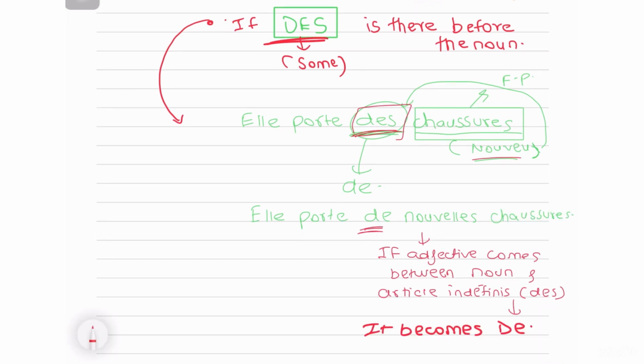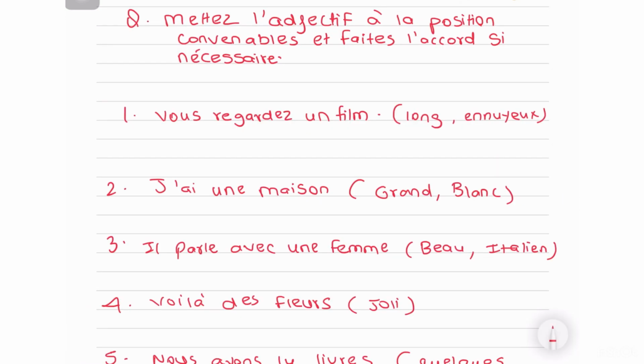Another way of saying it is if the adjective is coming between the noun and the article, that is nouvelle is coming between these two, okay, then the des will become de. This is your small but important rule. Now we'll just do a quick exercise to seal this topic.